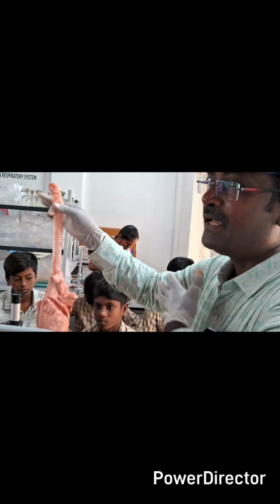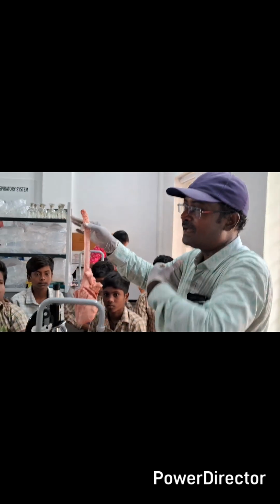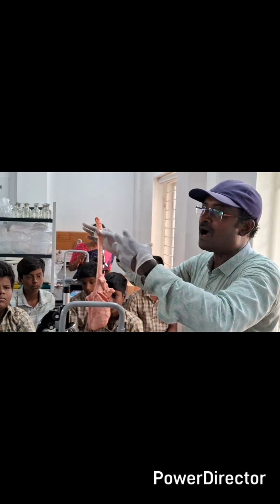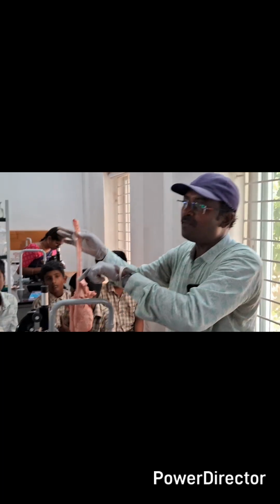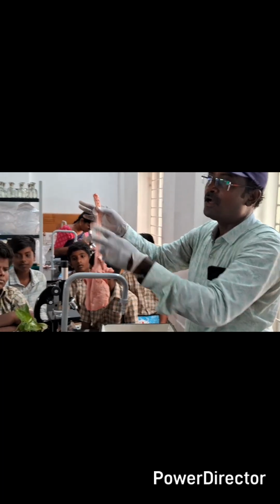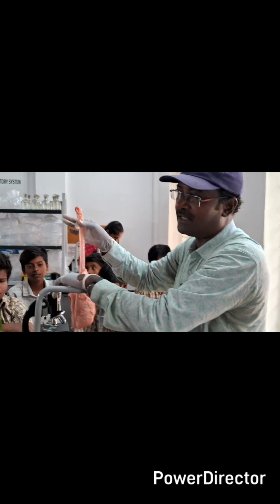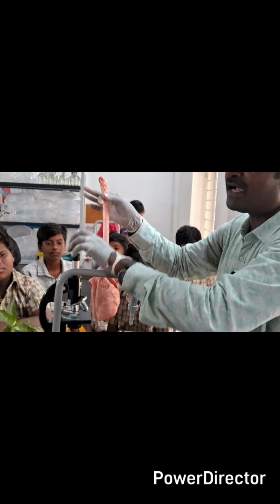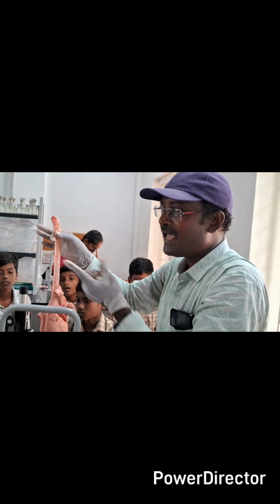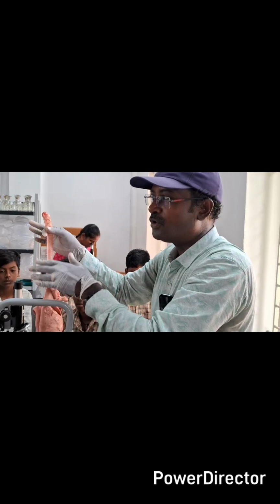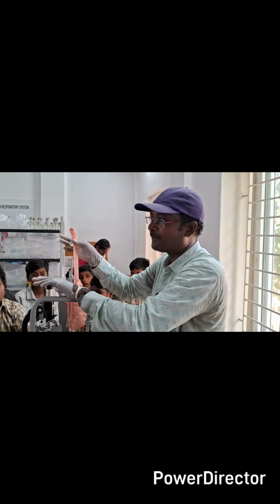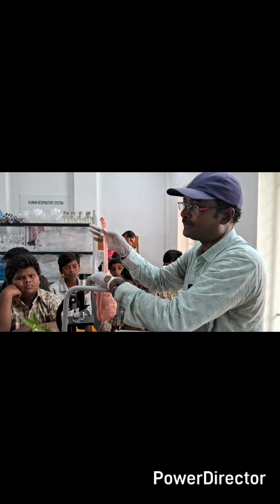This is the chest cavity or thoracic cavity. In the thoracic cavity, the middle portion is occupied by the heart. On either side of the heart, right side one lung, left side one lung, totally two lungs are present. So what is the location of the lungs? In the chest cavity, either side of the heart. To the right side of the heart one lung, to the left side one lung. Total two lungs are present.